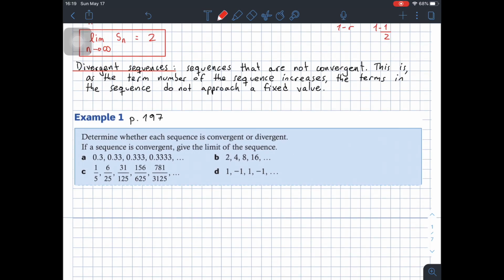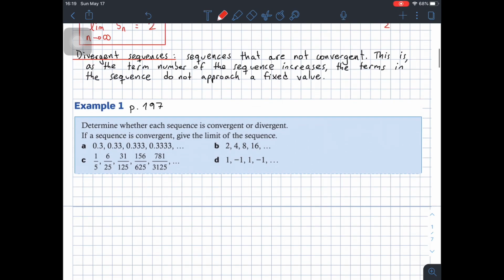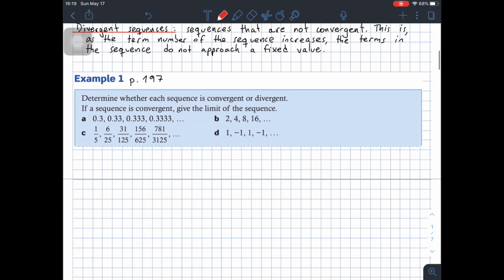It says, determine whether each sequence is convergent or divergent. If the sequence is convergent, give the limit of the sequence. Okay, so part A.